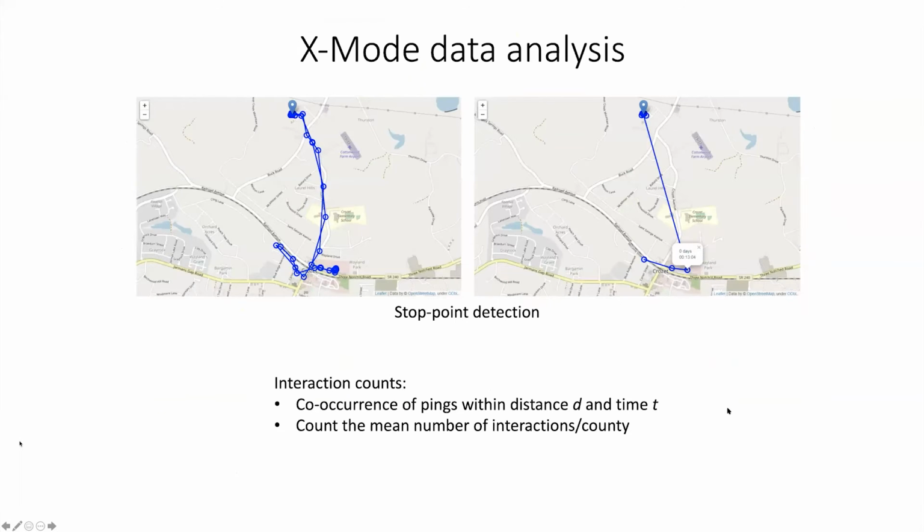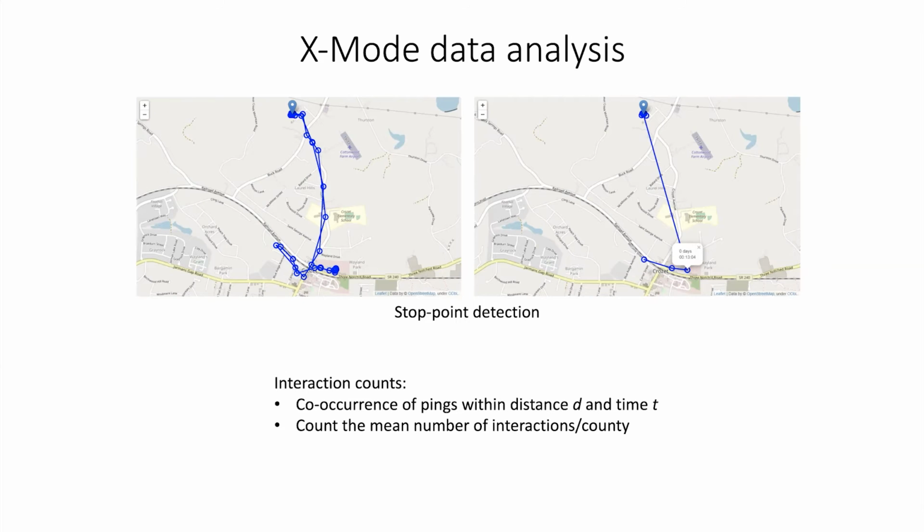But here's what we do with it. So first, we do some stop point detection. We use standard algorithms for stop point detection, which basically look at the interval between pings and the distance between pings and try to figure out where a person is just moving along, like in a vehicle or something, and where they might have actually stopped, and so potentially interacted with other people. Right? And so we use a standard stop point detection algorithm and find stop points from the trajectories of individual users. And then we compute interaction counts.